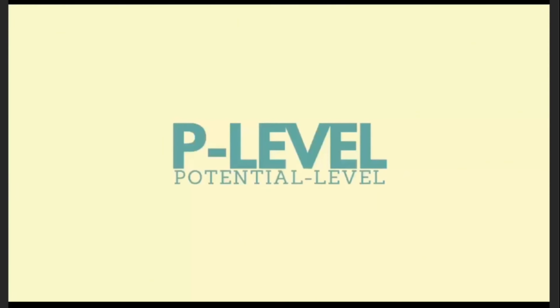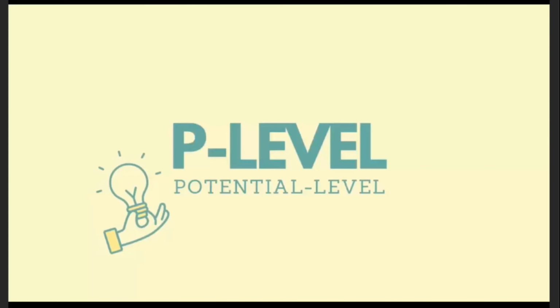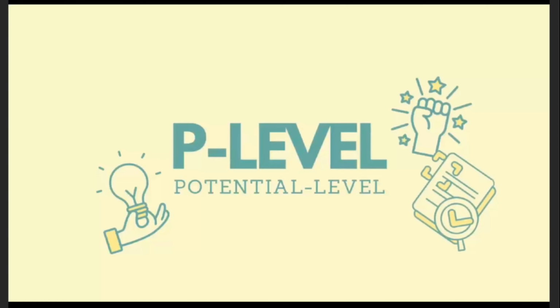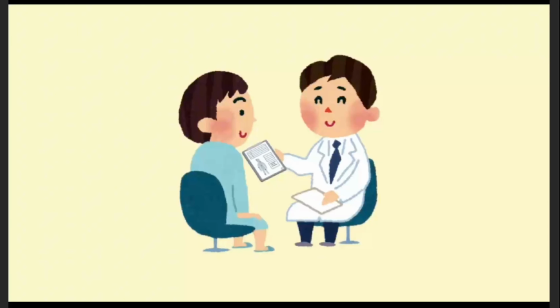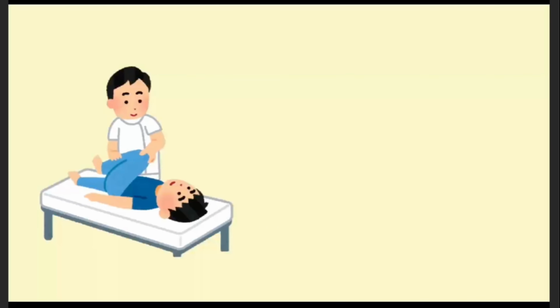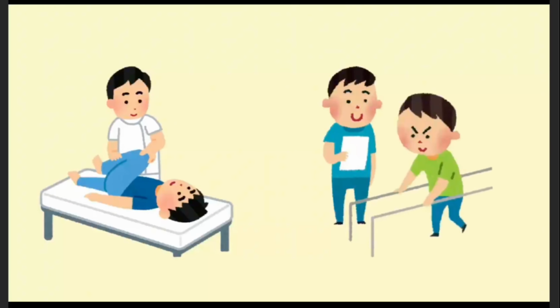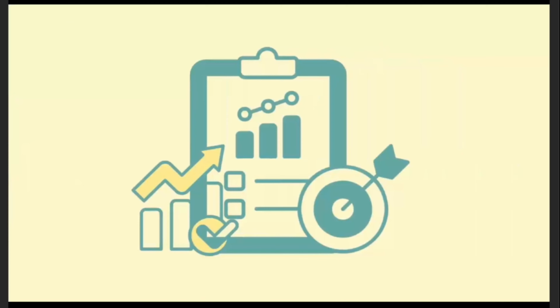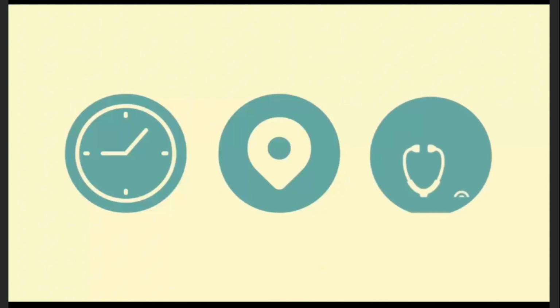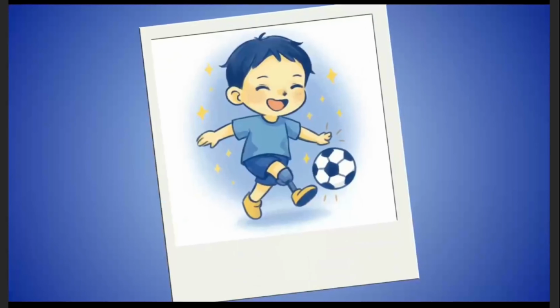That's why we're introducing a new P-level system, potential level, shifting focus from current function to growth potential, one that actually reflects what patients can do. This new system combines physical performance with lifestyle goals, letting patients take surveys, do physical tests, and receive an AI-powered data-driven rating. If a patient's condition improves, they can easily retake the assessment anytime, online or in the clinic. Let's measure what really matters, a smarter, fairer future for prosthetic access.